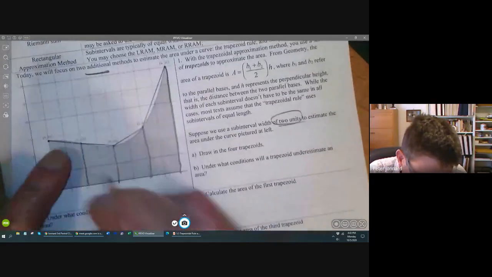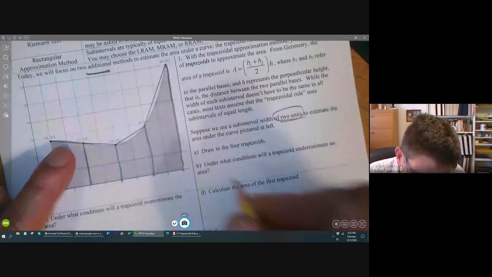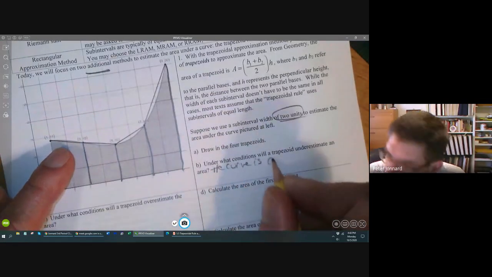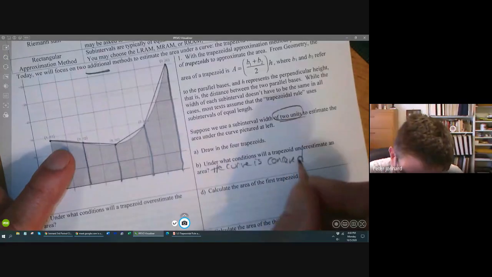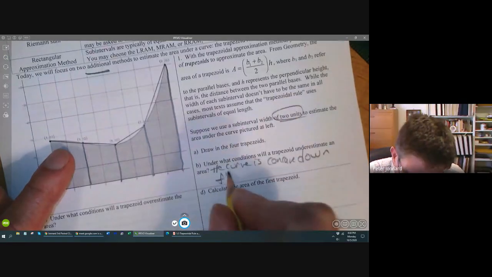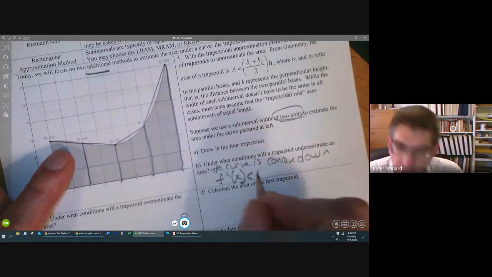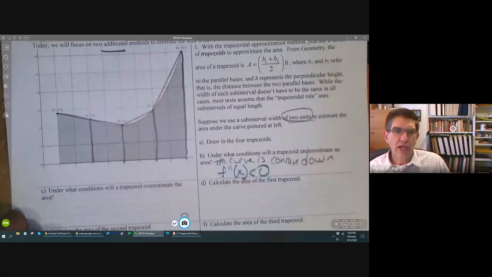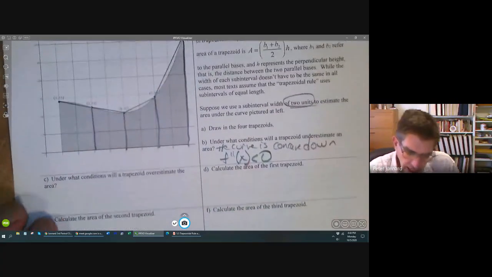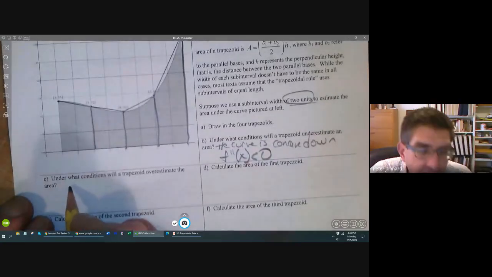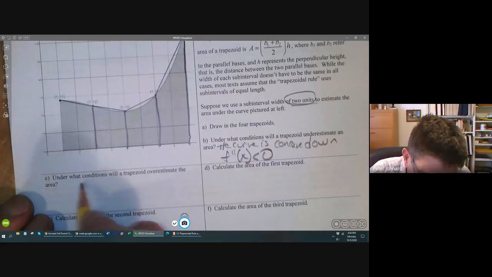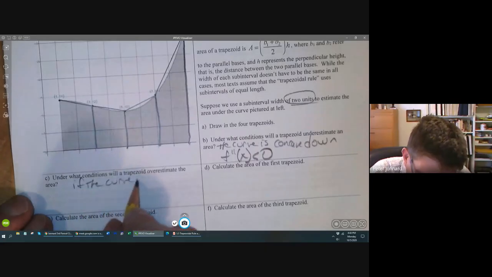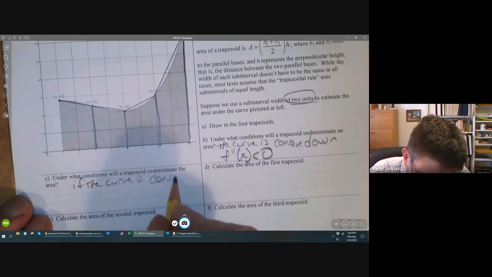In that case, the curve is concave down. In other words, if the second derivative is less than 0, then it will be underestimating the area of the curve. And overestimating is the exact opposite. If the curve on that interval, a single trapezoid, if the curve is concave up.